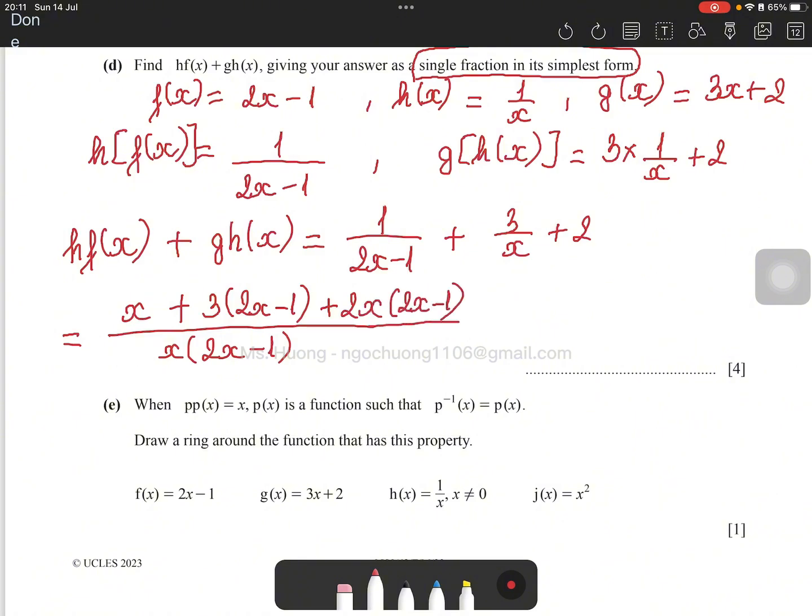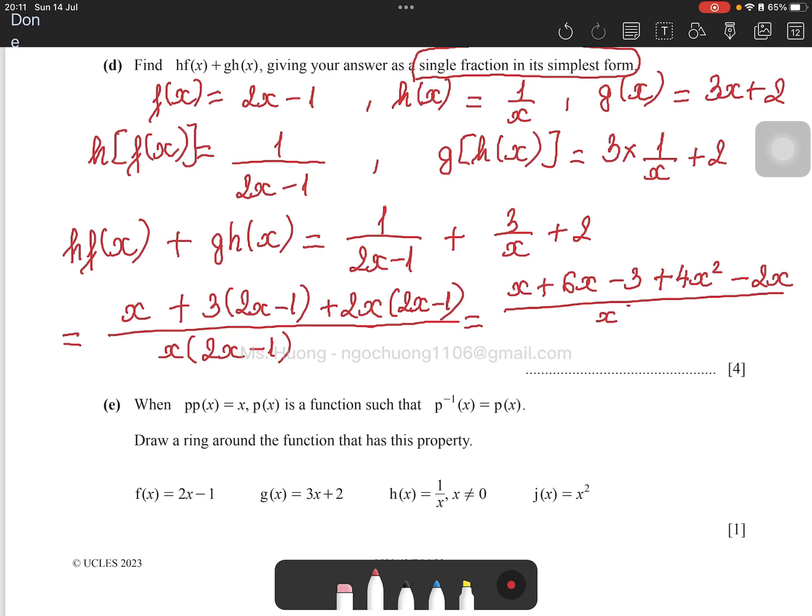Now we need to expand the brackets and simplify this. The numerator is x plus 3 times 2x is 6x. 3 times negative 1 is negative 3. 2x times 2x is 4x squared. 2x times negative 1 is negative 2x.